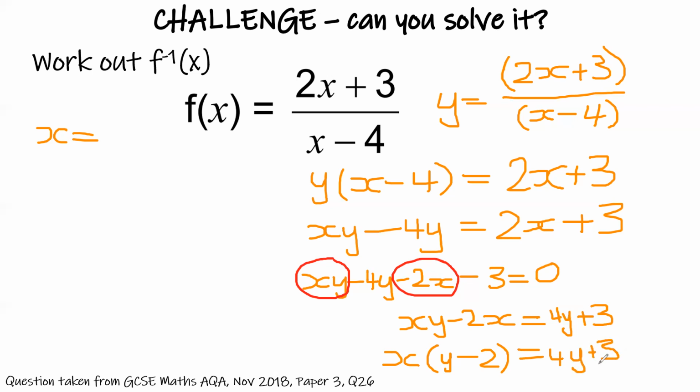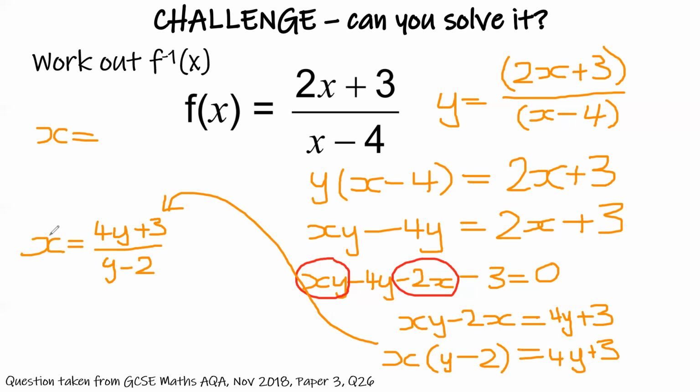Theirs haven't got any x's in them. We're not interested. So now, as the last step, we know that this is the same as x times y minus 2 in brackets. So what we can do is just divide both sides by y minus 2. So if we now go back up here, run out of space, we can do x on this side, and that is equal to 4y plus 3 divided by y minus 2.